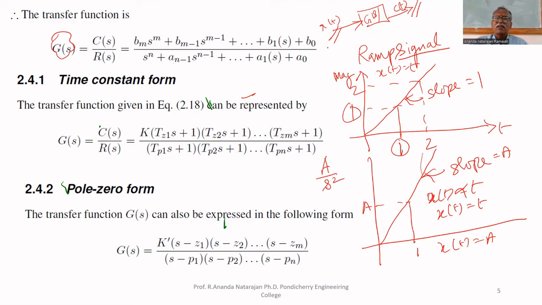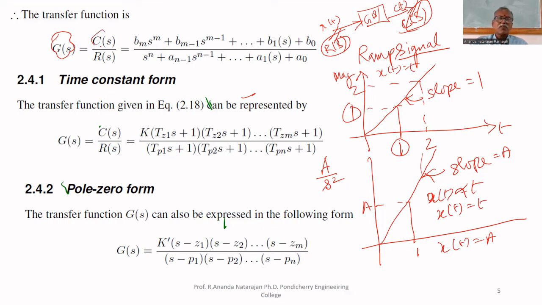In frequency domain, what is the input of the system? R of S. What is the output of the system? C of S. I know the expression for C of S and R of S, which means I can find the transfer function. C of S upon R of S is the transfer function of the system. That is the mathematical model in transfer function representation.